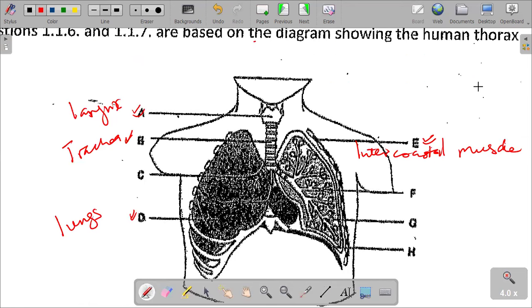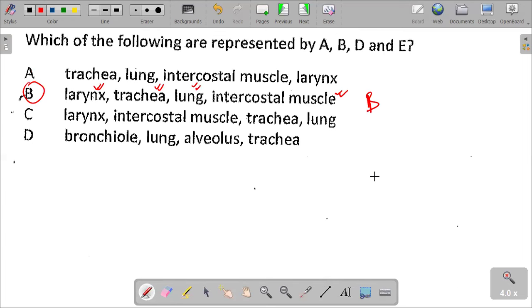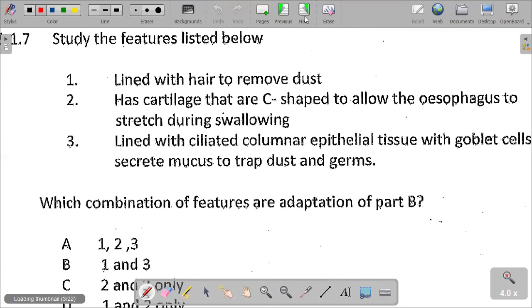So from our points there, what is represented by A, B, D, and E? Our A, we said, is the larynx. Our B is the trachea. Our D is the lungs. And then our last one is the intercostal muscle, which is correct, so the answer is B. Next question.